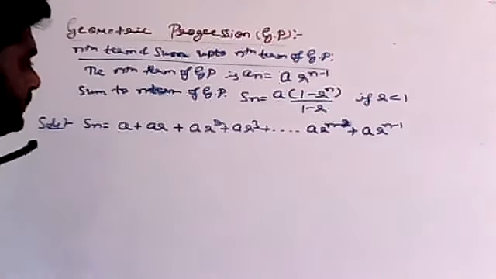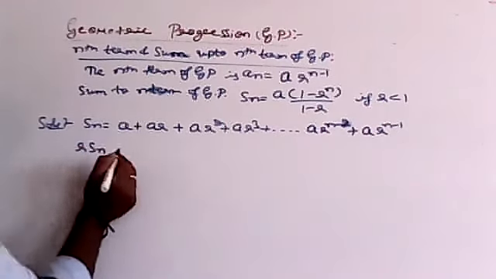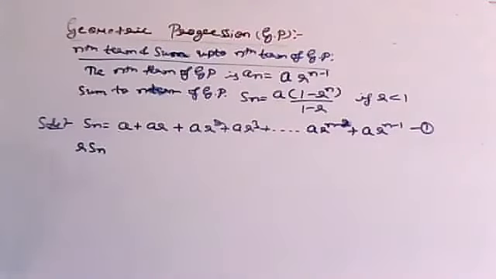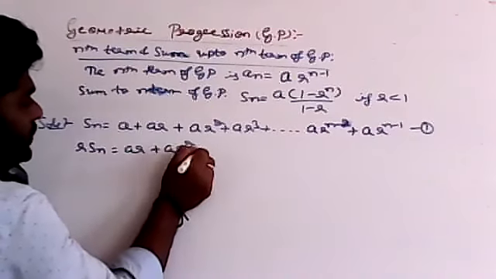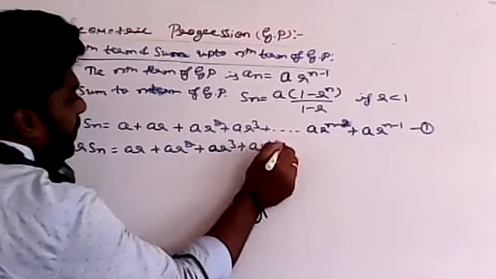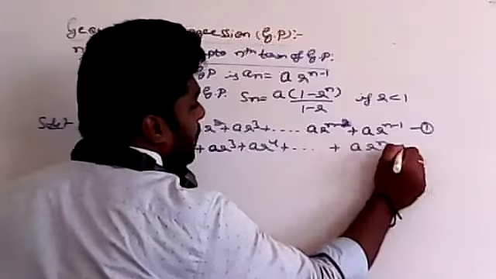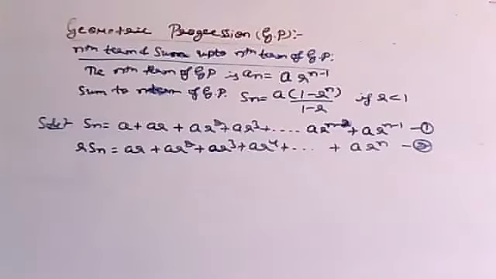Okay, right. Then can you tell me, same thing is there, just I'll multiply r to this one. What will I get then? I'll give it equation number 1. Just I'll multiply r to this one, what do you get as the answer? ar plus ar square plus ar cube plus so on, up to ar to the power of n. Give this equation number 2.